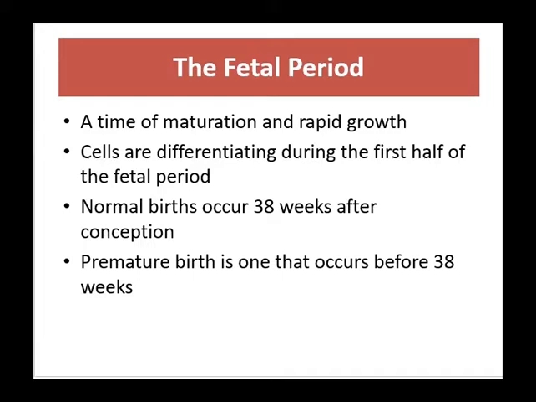Also, regarding the fetal period, in the embryonic period, as we know, there is formation of organs and systems. But the fetal period is the time of maturation and rapid growth, and cells are differentiated during the first half of the fetal period. Normal birth occurs about 38 weeks after conception or fertilization.